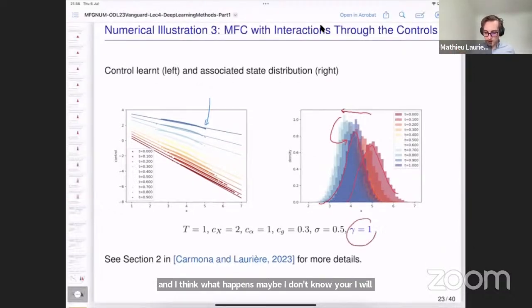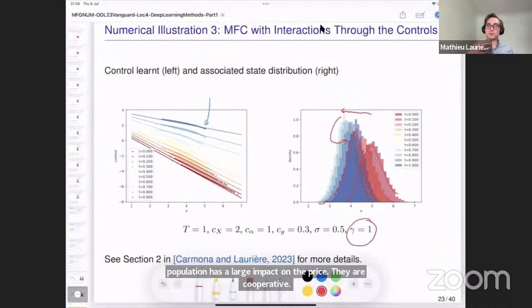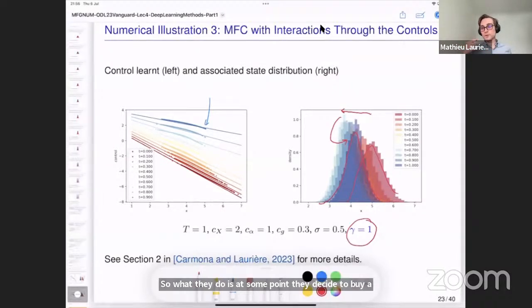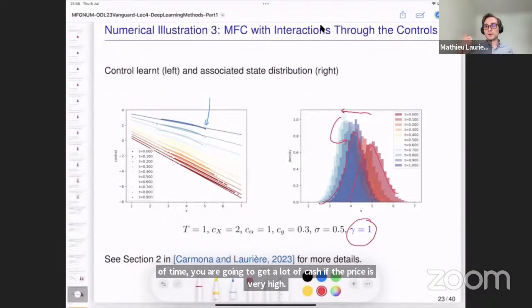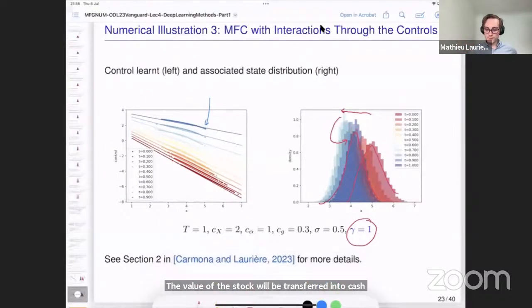What may happen is that when gamma is large, the population has a large impact on the price. They are cooperative. So at some point they decide to buy a lot, because when they buy a lot, the price is going to go up, which in general is not a good thing. But at the terminal time, you are going to get a lot of cash if the price is very high. So it's in your interest to make the price go up, because at the terminal time you are going to count how much you have in your portfolio, the value of the stock will be transferred into cash in this very simple model.